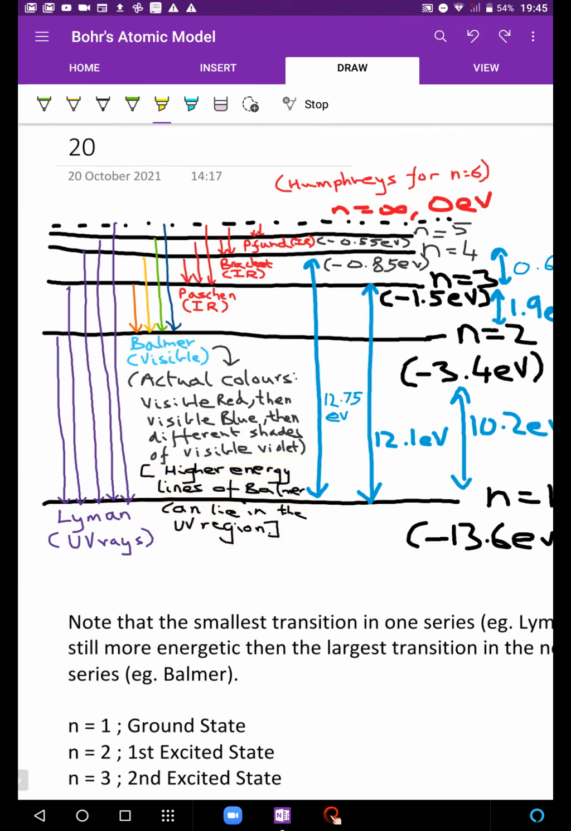Beyond that comes Paschen. So the series ending on 3 is called the Paschen series, and its energy is now even smaller. Its max wavelength corresponds to this smallest jump from 4 to 3. Minimum wavelength corresponds to the largest jump from infinity to 3. Infinity to 3. Okay.